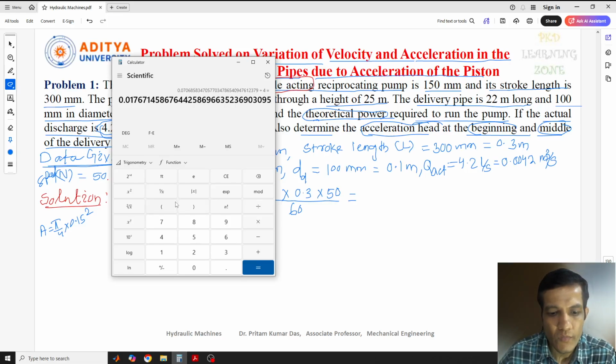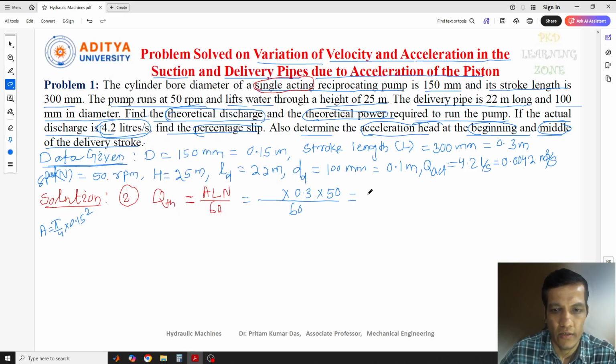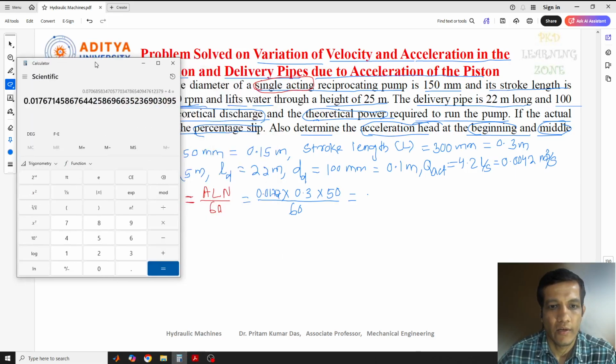0.01767 is given. So here I got 0.01767. The same value I'll write here, 0.01767 meter square. This is the area.